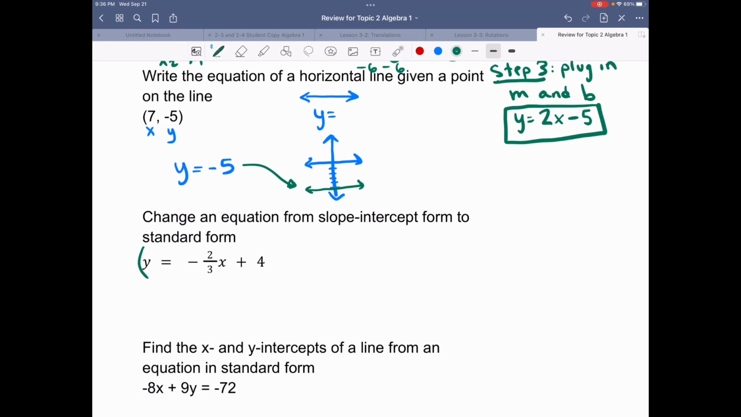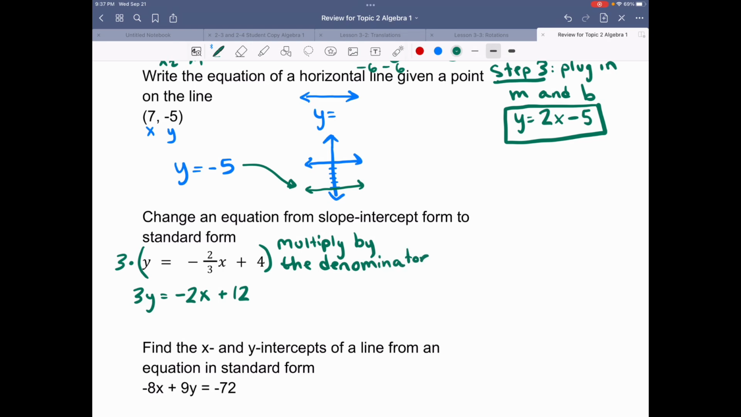So everything gets multiplied by 3. I'm going to show that just by putting parentheses around it, and I'm going to put a 3 on the outside, times. So 3 times y is 3y. 3 times -2/3 is just -2, because the 3's cancel, leaving us with just the numerator, -2x. 3 times 4 is 12. Okay, so what we do is we multiply by the denominator, and that gets rid of the fraction.